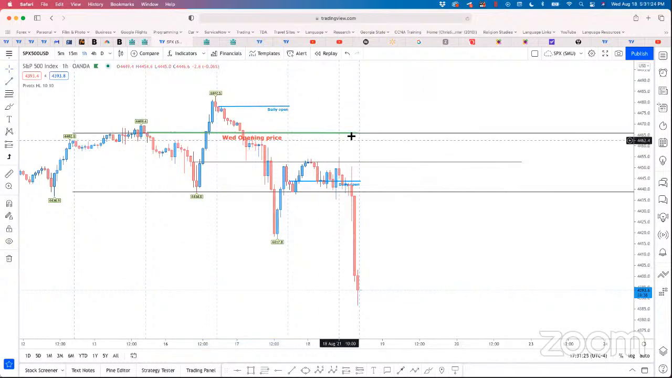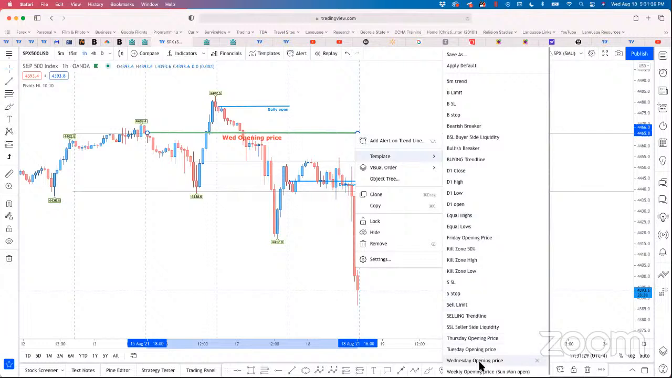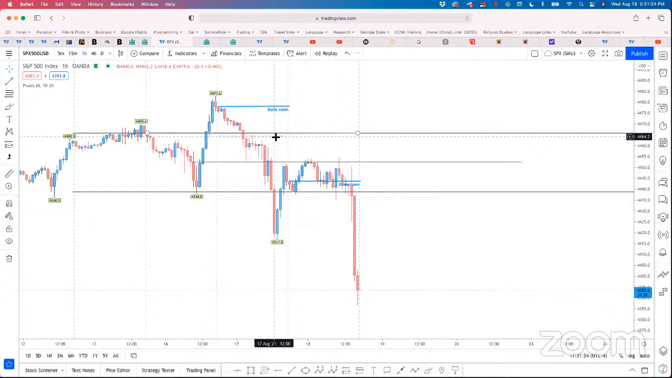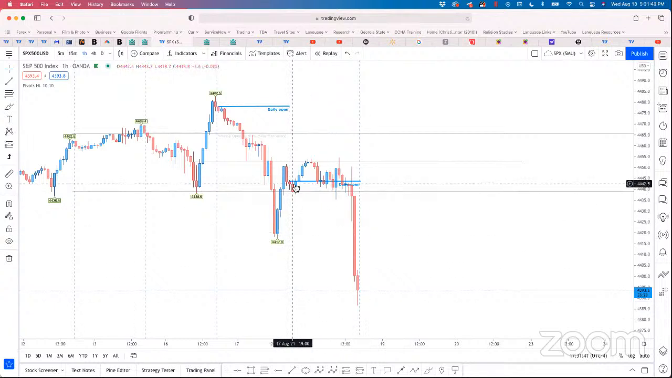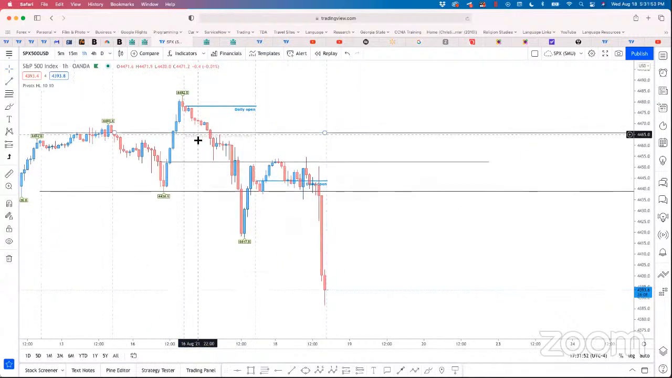So what does that mean? That means this. That means that for this week, we are negative for the week, right? And why is that important? It's important because we want to know where the banks are going to be looking at. What are the areas where the banks are going to be looking at? The banks are going to be looking at your weekly high, which is right here.